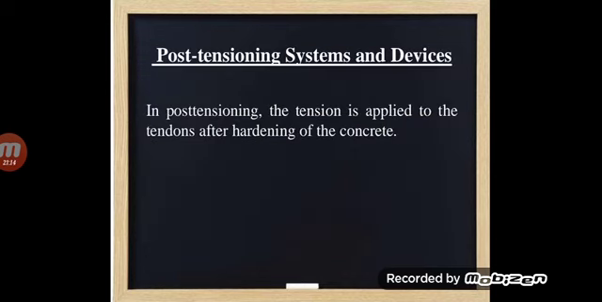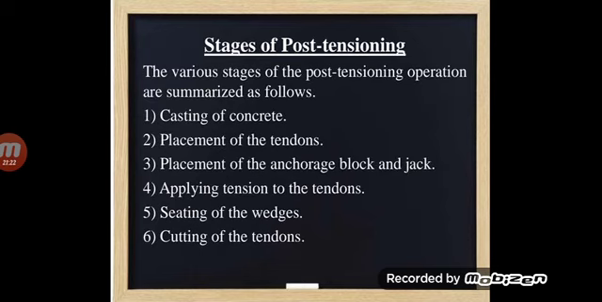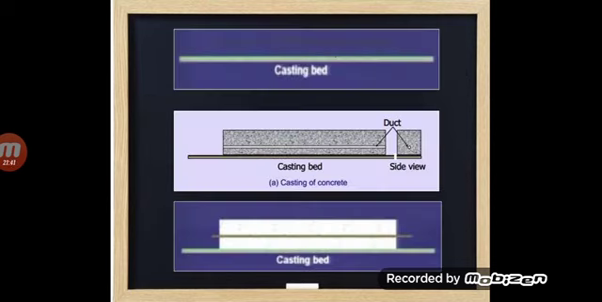Next, post-tensioning systems and devices. In post-tensioning systems, the tension is applied to the tendons after hardening of concrete. That I have told already. So, stages of post-tensioning. First one, casting of concrete. Second one, placement of the tendons. Third one, placement of the anchorage blocks and the jacks. In pre-tensioning, there is no need of anchorage, but here we need anchorage. Next one, applying tension to the tendons. Next one, seating of the wedges. Then cutting of the tendons.